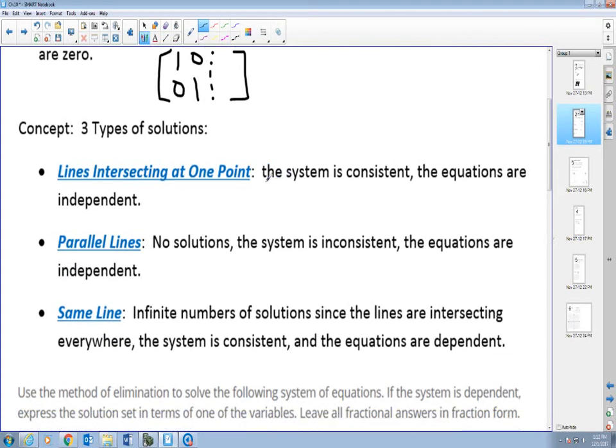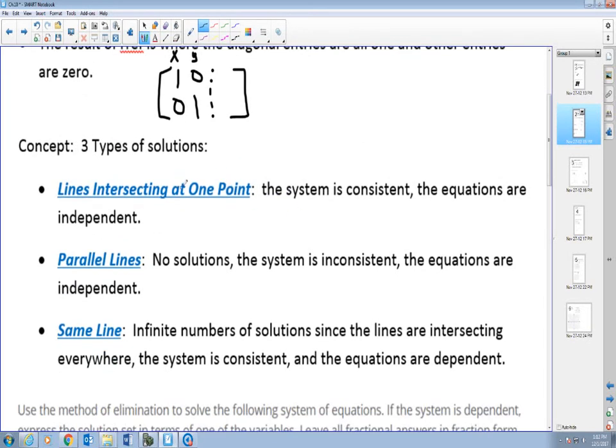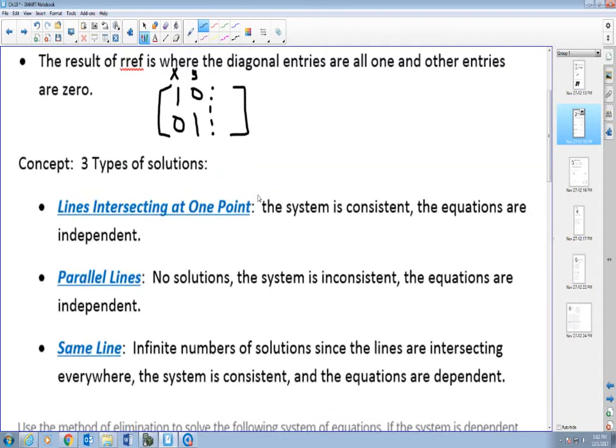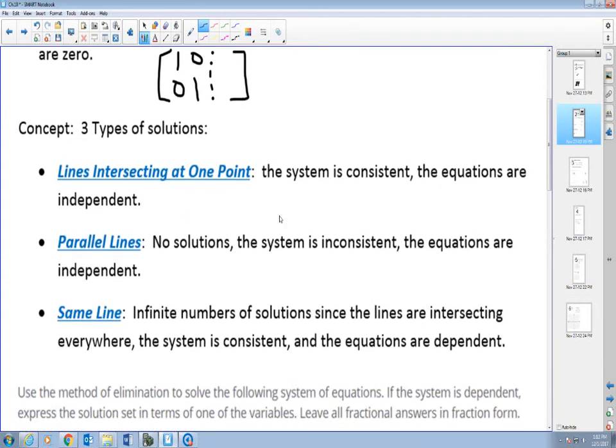Alright, generally when we solve a system of linear equations, we get 3 types of solutions. We can have 2 lines intersecting at 1 point. That's referring to the system being consistent and the equations being independent of each other. Consistent means there is a solution. The equations are independent, that means they are different equations. They don't depend on one another, because if it turns out the 2 equations are exactly the same, or when we graph it, the same line, you actually have an infinite number of solutions.